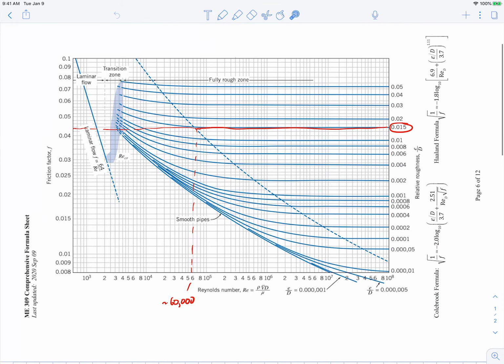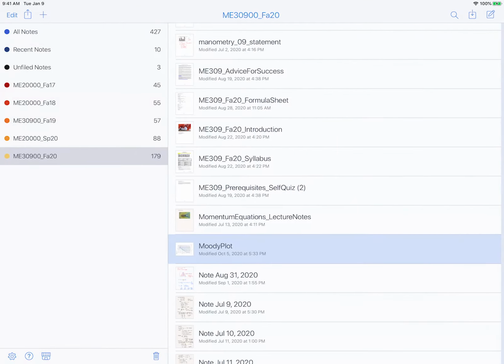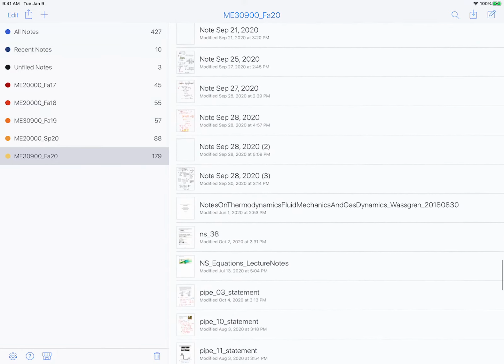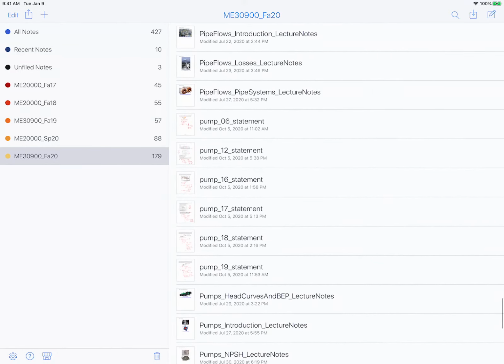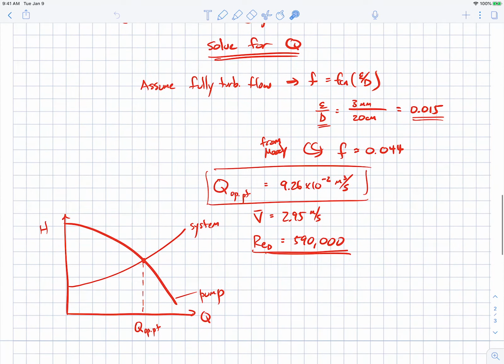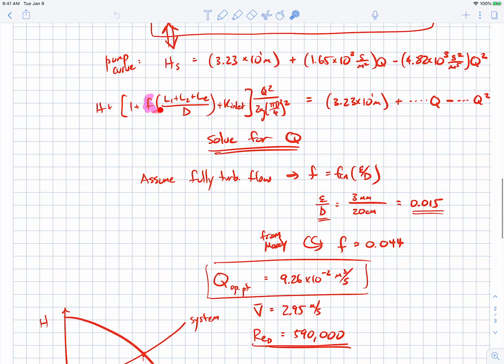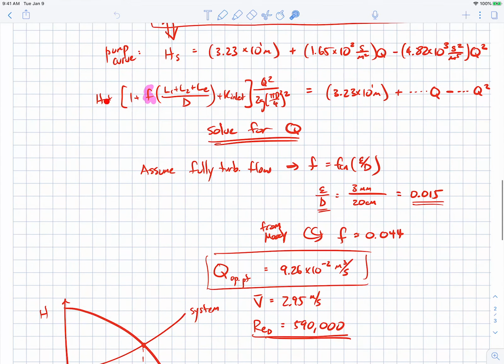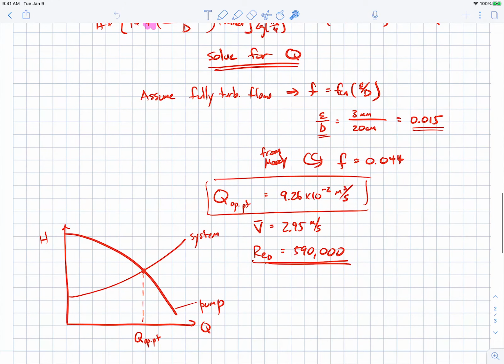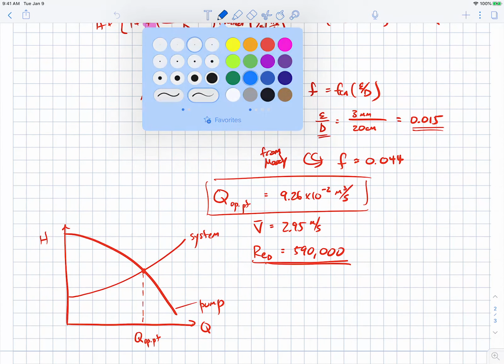Larger roughness, let's go back and show that. If you go to the Moody plot, here's where we're starting. But if we have a larger roughness, let's say we go to 0.03, you'll see that the friction factor is higher than what we started with. So the f value gets bigger. Since the f value is bigger, the term in front of the Q squared will get bigger, so we'll have a steeper curve. It starts at the same intercept, but the curve will get steeper. So it'll look like this.